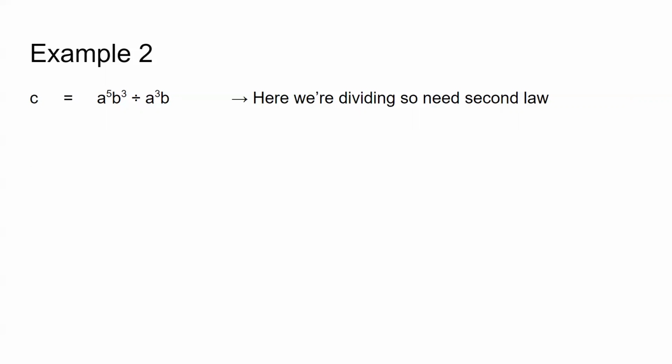C equals a to the 5 b cubed divided by a cubed b. Here we're dividing, so we need the second law. And we also need to note that b, without a number as the index, is essentially b to the power 1, because anything to the power 1 is itself. Pause the video, have a go.